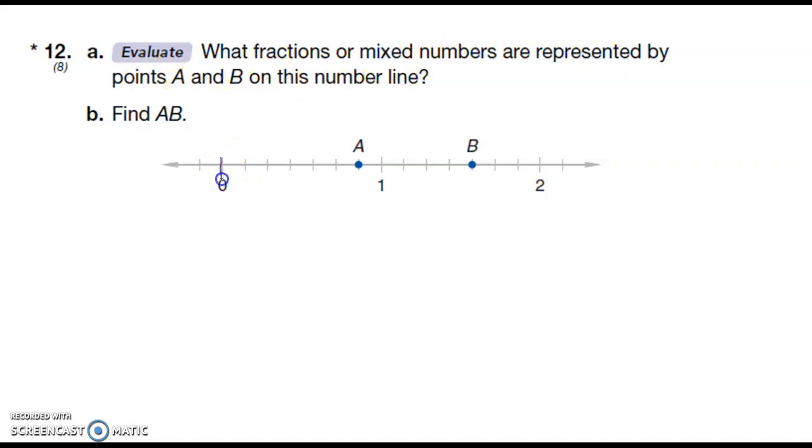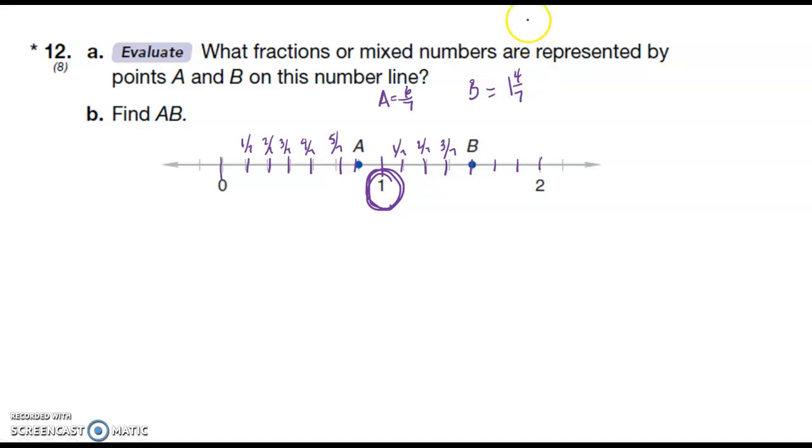Okay, let's see. So we have 0, 1, 2, 3, 4, 5, 6, 7. So that each one of these is 1/7, 2/7, 3/7, 4/7, 5/7. So A is equal to 6/7. 1, 2, 3, 4. So this is 1/7, 2/7, 3/7. So B is equal to, see, now we're past 1, so it's going to be 1 and 4/7.